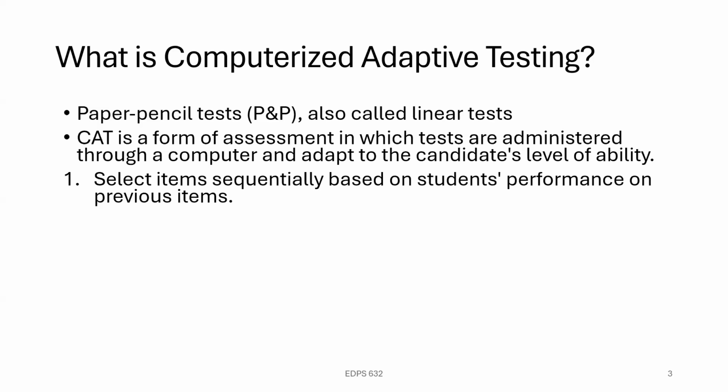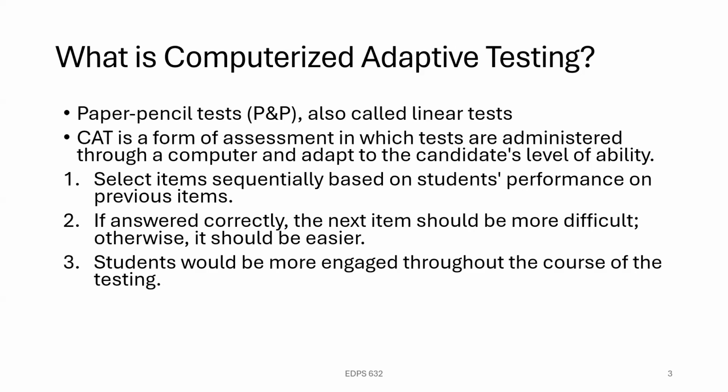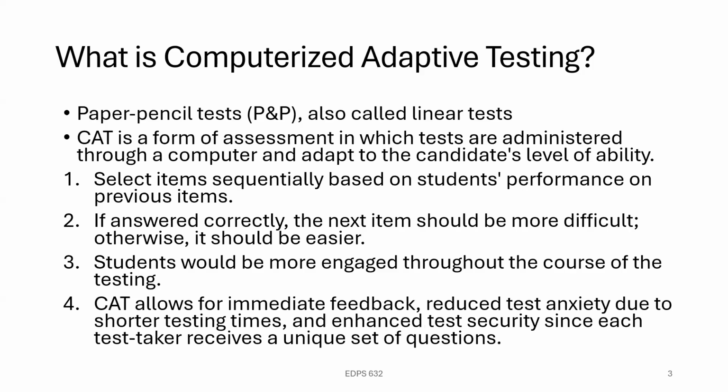Such an experiment is just like you ask a student to answer one question. Based on the answer, you select the second question. You select items sequentially based on students' performance. If the student's answer is correct, the next item should be more difficult. Otherwise, the next item should be easier, right? In that way, students will be more engaged throughout the course of the testing.